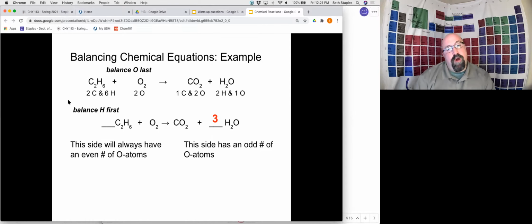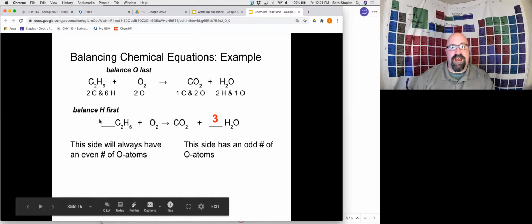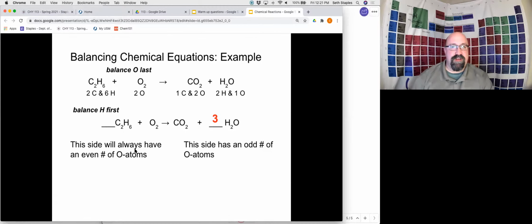We do run into a problem here. You'll see this sometimes when you're balancing equations, especially this type of combustion reaction. After we've put our 3 here, our reactant side over here is always going to have an even number of oxygens. Doesn't matter what we do, no matter what number we put here, we're going to have an even number of oxygen atoms. That's a problem because now we have 2 here and 3 here. We have 5 oxygen atoms.